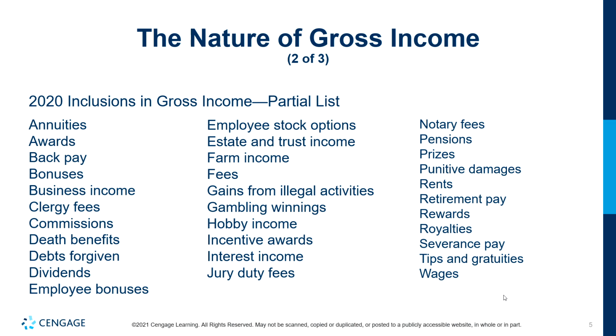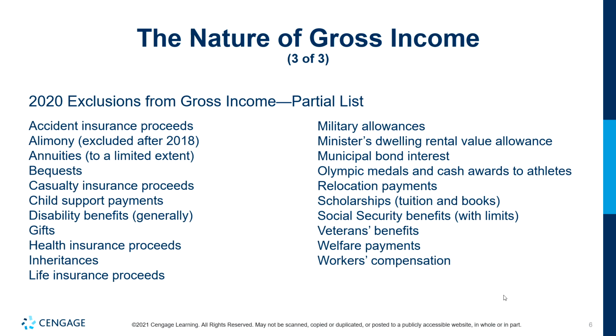Yes, again, if it's income to you, odds are it's probably going to be included, unless, again, it is specifically excluded by the IRS code. So where are some of these exclusions? All right, so these are the exclusions. Again, it's a partial list. If you're ever in doubt, you can always look things up, because, again, I'm not going to give everything here. So, we have accident insurance proceeds.